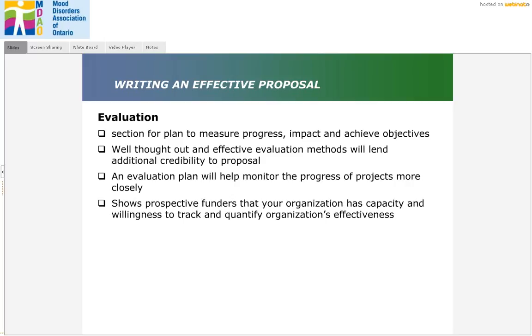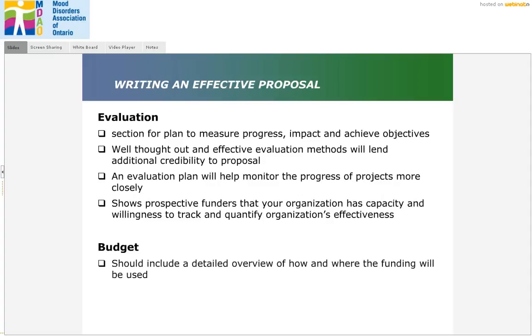And the final component for any proposal is the financial aspect, and that is the budget. So this should include a detailed overview of how and where the funding will be used. So it should be a detailed breakdown of which areas the money will go to and how it will be used.